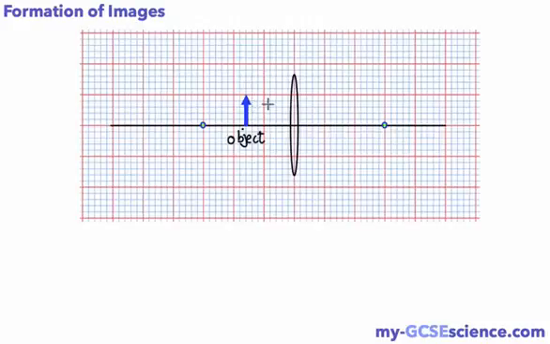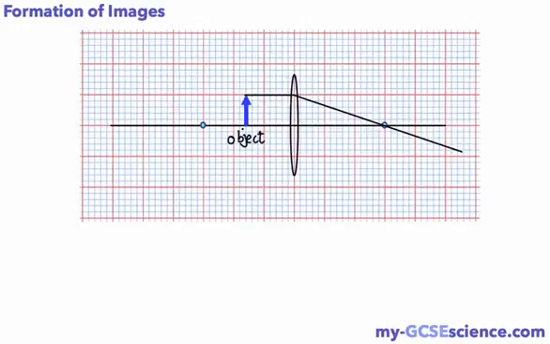So we have our object, and the first line that we draw is from the tip of the object straight across to the center of the lens, and then from the center of the lens the light ray gets refracted, but it actually passes through the principal focus. So there we have our first light ray. It's passed through the principal focus. Be very careful when you draw these. I've just done it slightly wonky, but it should meet properly there.